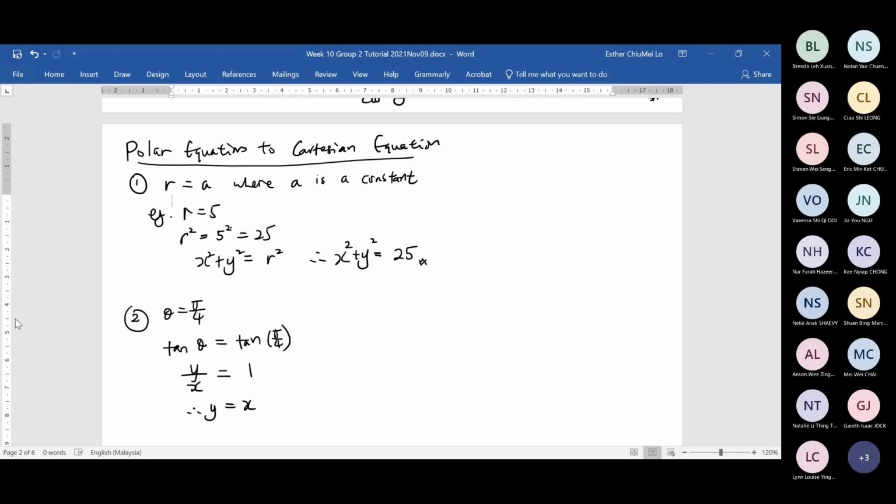So you see there's a relationship. If they just give you the angle and you want to change it to the Cartesian equation, you can transform it into x and y here. If they only give you the r, you can transform it to x squared and y squared by using the equation x squared plus y squared equals r squared.